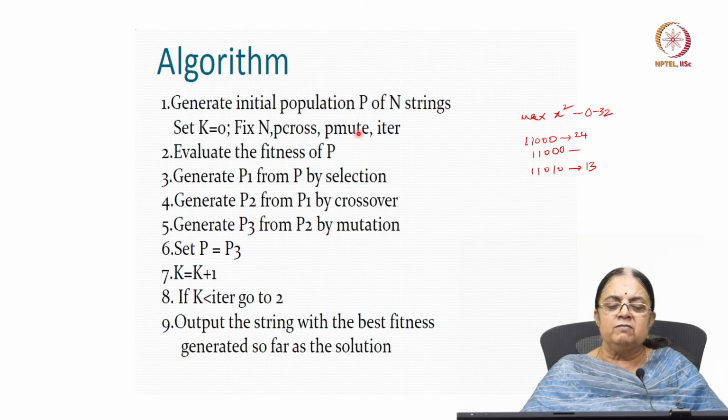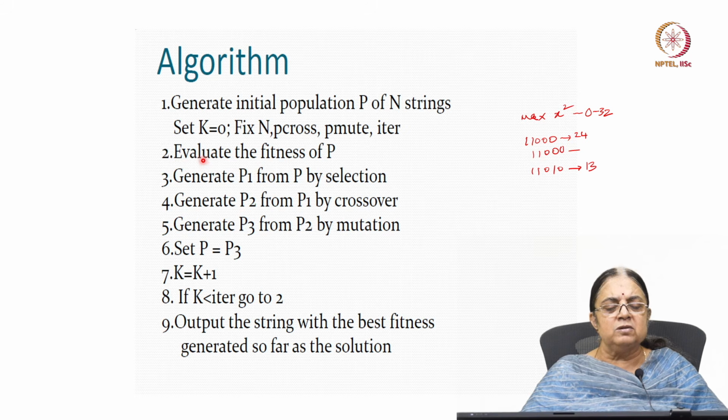Now I'll come to the evaluation. You'll have an initial population of n strings, and you have to fix n. N is the size of your population, along with the probability of crossover and the probability of mutation, which are the operators we are using, and I will talk about them. And iter gives you the number of iterations you want to run your algorithm for. It could be 100, 500, or 1000, depending on what you are working on.